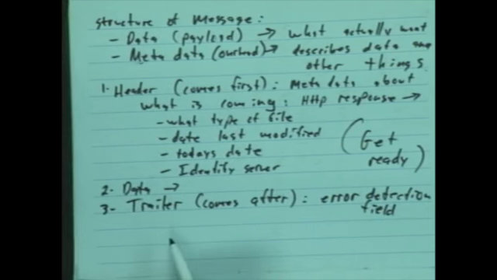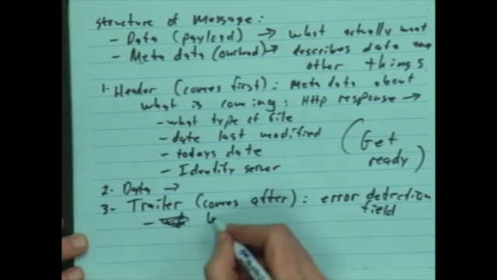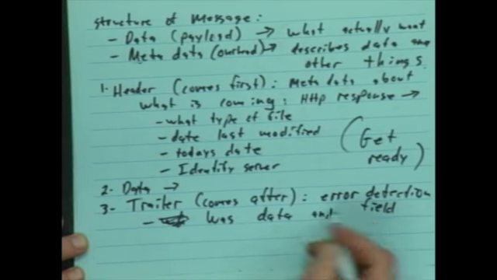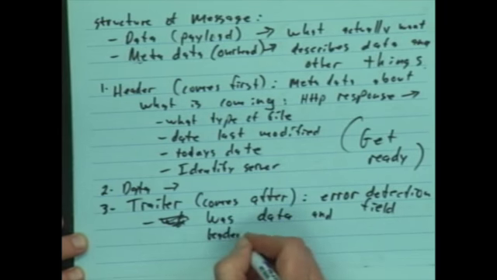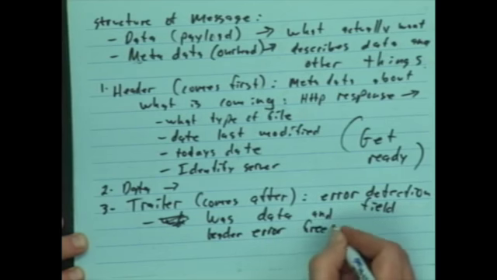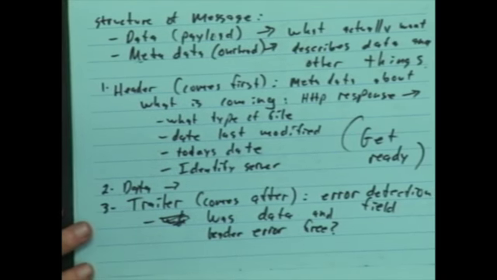It's just a way to see, oops, was the data and the header error-free? So I want to see when everything comes in, was there an error in it? Now I say that, but if we draw this out, is it drawn here?